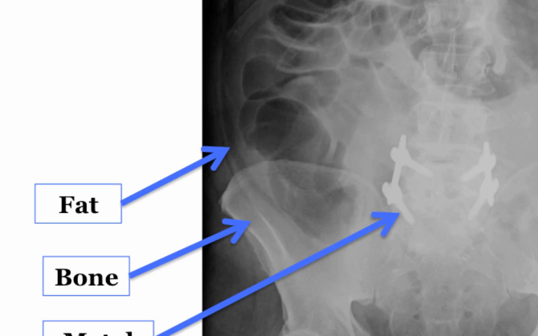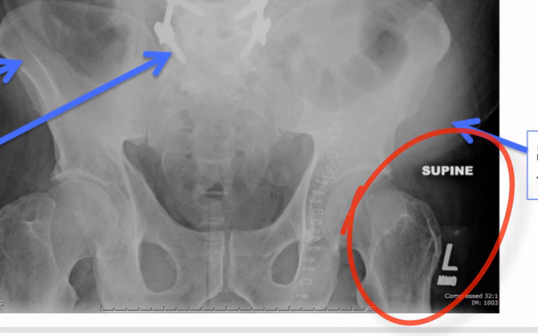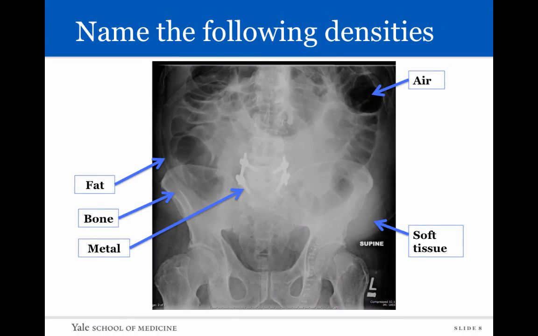And if you look, there is other evidence for metal on this radiograph. You can see surgical clips in the left groin area of this patient, as well as these markers that say supine and left side, indicating how the patient is positioned and which is the right side and which is the left side of the patient.